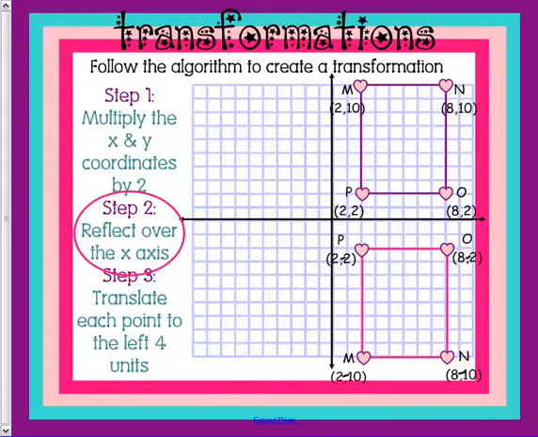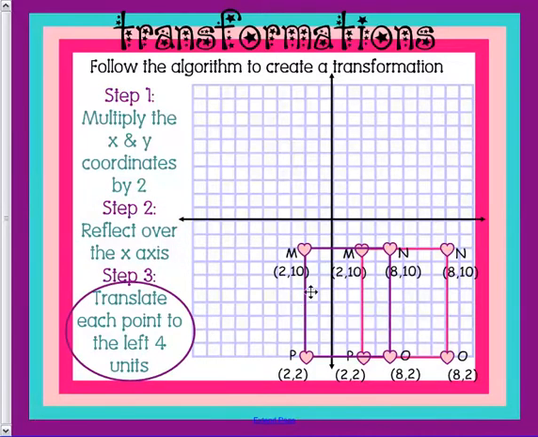Okay, then we need to translate each point to the left 4 units, which means we're taking our x's and we're subtracting 4. So this is what it would look like, a shift over in this direction. Okay, so we take and we subtract 4 from every x. So the 4 becomes -2 and the 8 becomes, oh, that's supposed to say 4. Oh, it does, there it is. And then our 8 here becomes 4 and this 2 becomes -2.